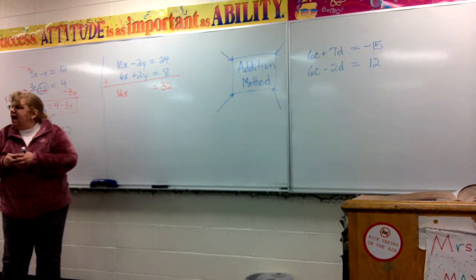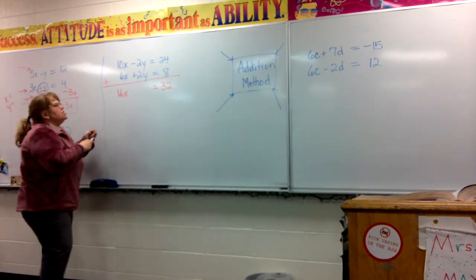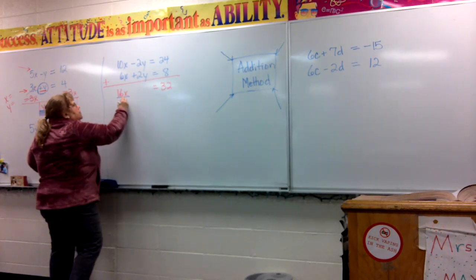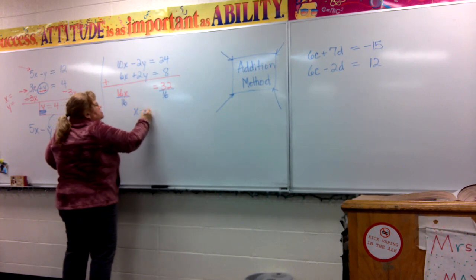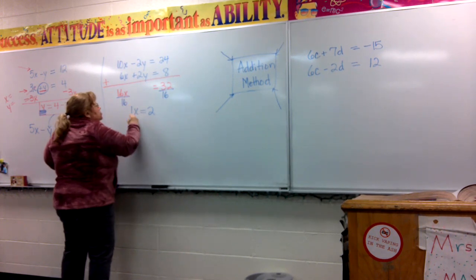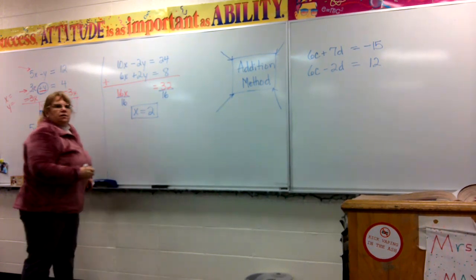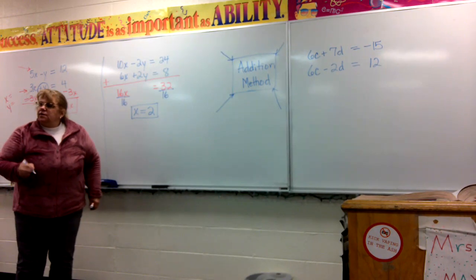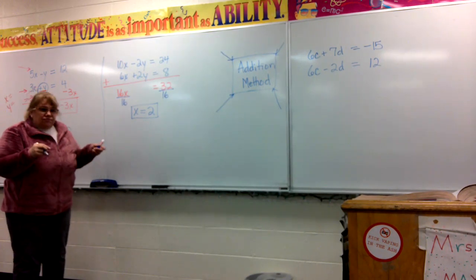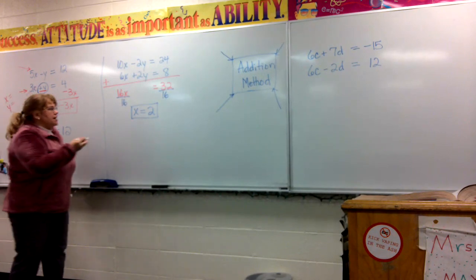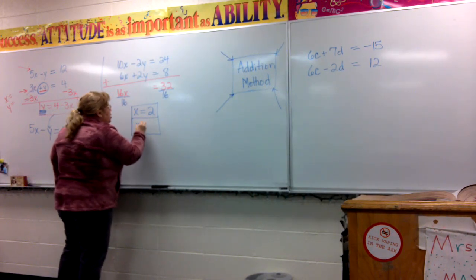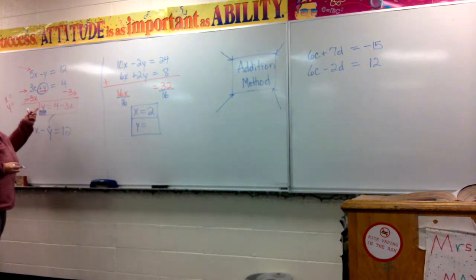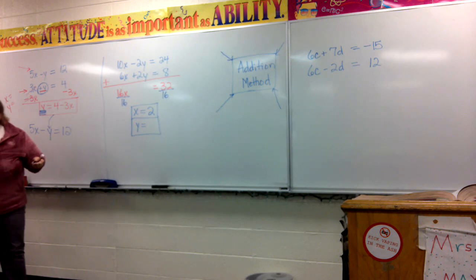Now you can solve that, right? 16x equals 32. Divide by 16, and you get x equals 2. Pretty easy, right? Yeah. And we're not done yet, though. You still got to get the y that goes with it. What is the y that goes with it? Well, how did you get the y for this one? How did you get the other variable? You had to put it back in, right?